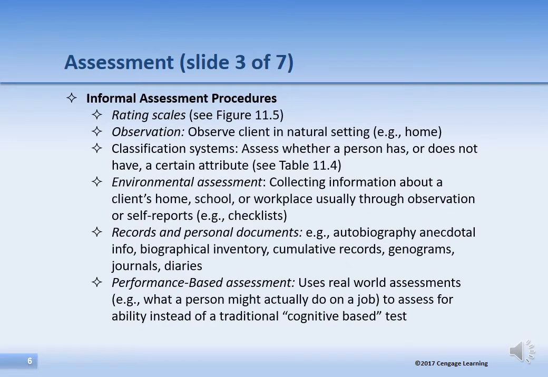Informal assessment procedures. These include everything from rating scales to observations of the client in their natural setting, classification systems, and environmental assessments, which include collecting information about the client's home, school, or workplace, usually through observation or self-report. Sometimes this will include checklists. Records and personal documents: autobiography, anecdotal information, biographical inventory, cumulative records, genograms, journals, diaries, school records, behavior charts, any kind of documentation that you can receive on your client.